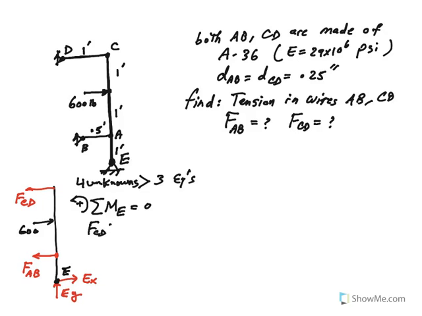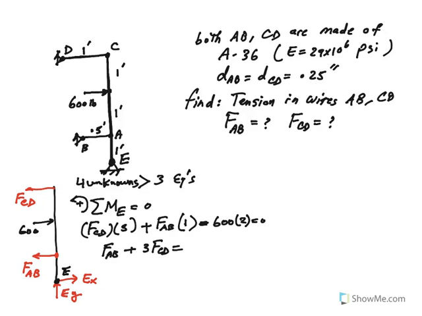If I do that, I have FCD times 3, then I have FAB times 1, both of them going counterclockwise, positive, minus 600 times 2. I don't have to divide by anything because I can't reduce it any further. I'll rewrite it like this. Okay, so this is one equation, but I need one other equation. If I could find one that relates FAB to FCD, then I should be all set. And what would that equation be?